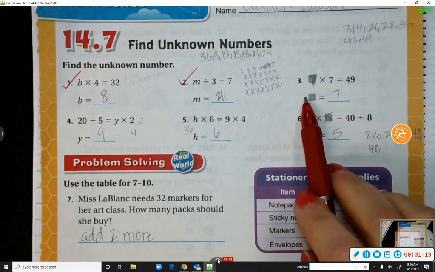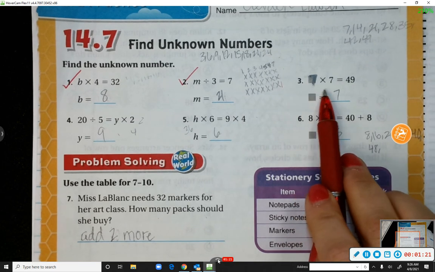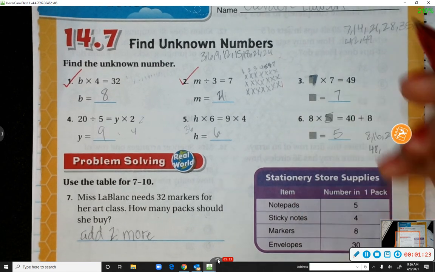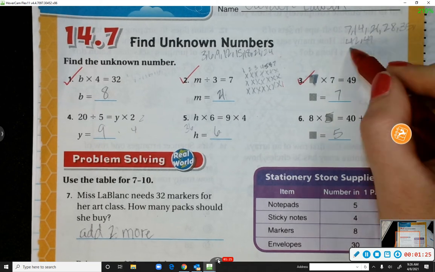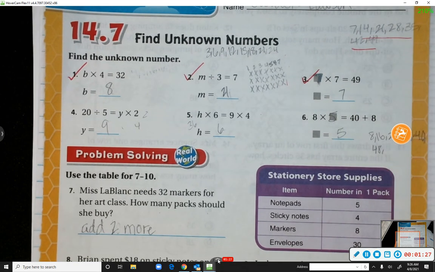Okay, number 3, what number times 7 equals 49? 7 is correct. I can see she skip counted by 7, so that would be a good strategy. Number 4, here's where it started to get a little bit more challenging.